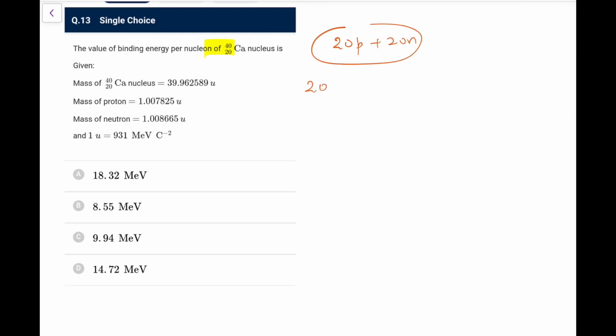So 20 into proton mass 1.007825 plus 20 into 1.008665. This was the initial mass. So first calculate for this. 2 5s are 10, 2 4s are 5, 16, 15, and this is what we have, 20.15650.